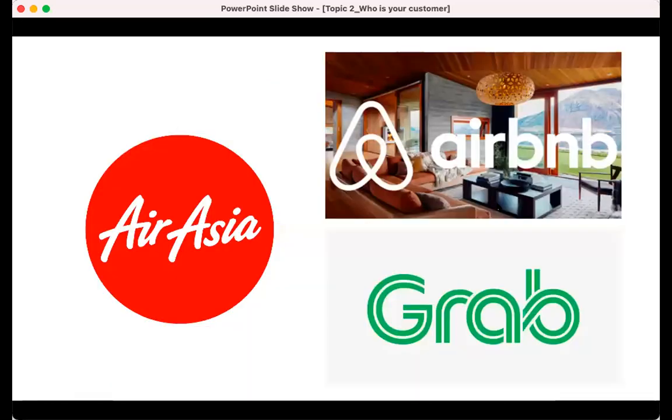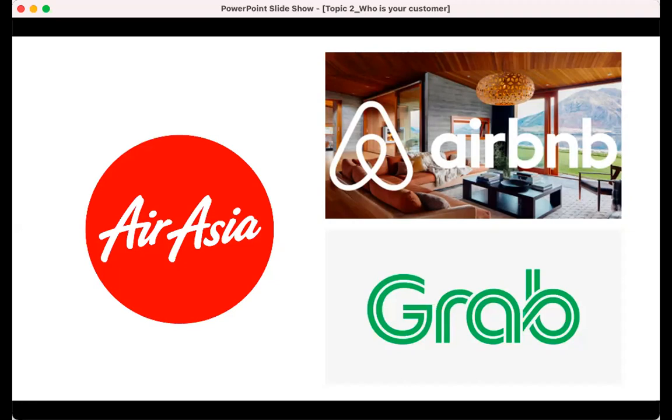Okay. Now, the second exercise that we are going to do together today is about three companies that we are very familiar with. So first thing, AirAsia, which is the budget airline. Now, tell me, who are the customers for AirAsia? Who are the customers for AirAsia?